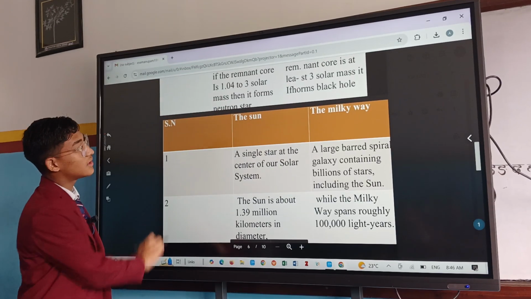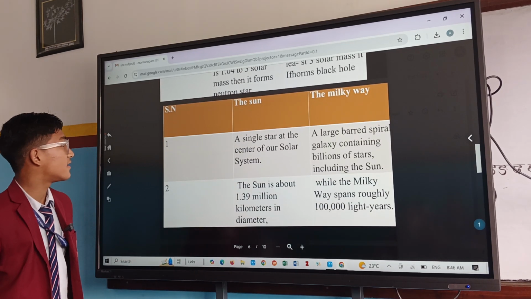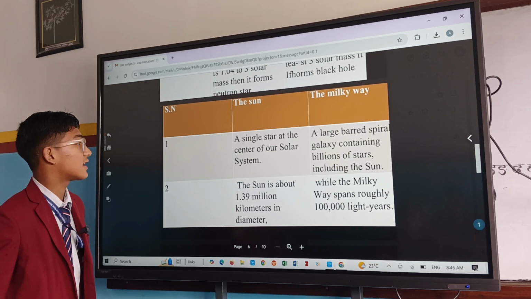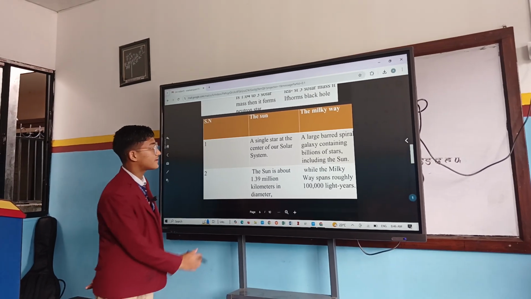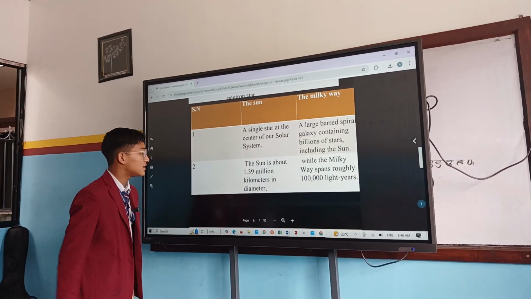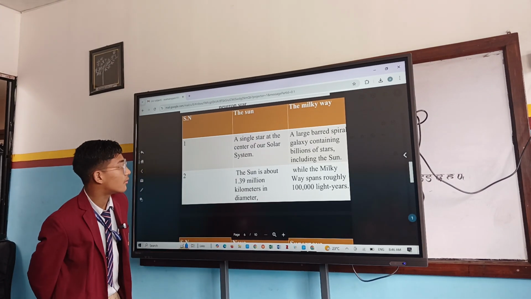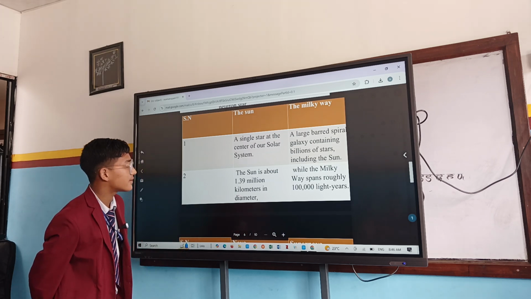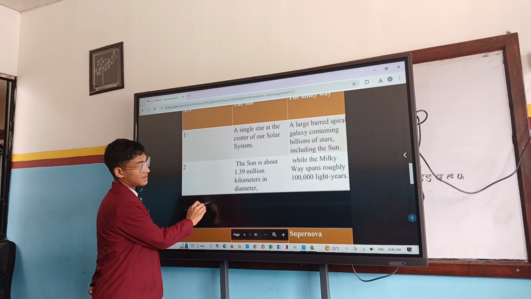The Sun is a single star at the center of our solar system. The Milky Way is the largest stellar galaxy, containing billions of stars, including the Sun. The Sun is about 1.39 million kilometers in diameter, while the Milky Way spans roughly 1 lakh light years.